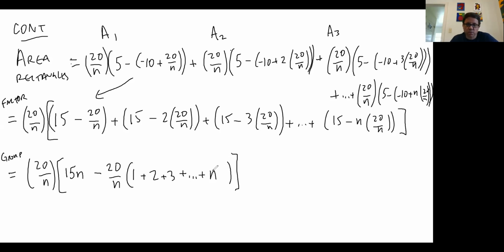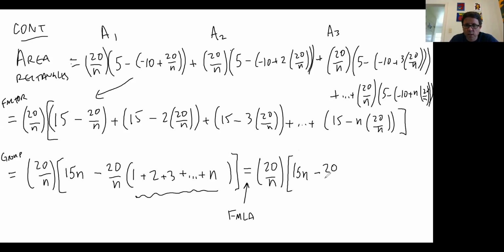So we have this magic thing. Now, the point of this section is that I have a formula for a pattern. If I use a formula, I'll get 20 over n times 15n minus 20 over n times, and now I put my formula in there: 1 plus 2 plus 3 plus up to n. If I stop at n, that formula is n times (n plus 1) divided by 2. So the only thing I change is this sum turns into this nice little fraction.